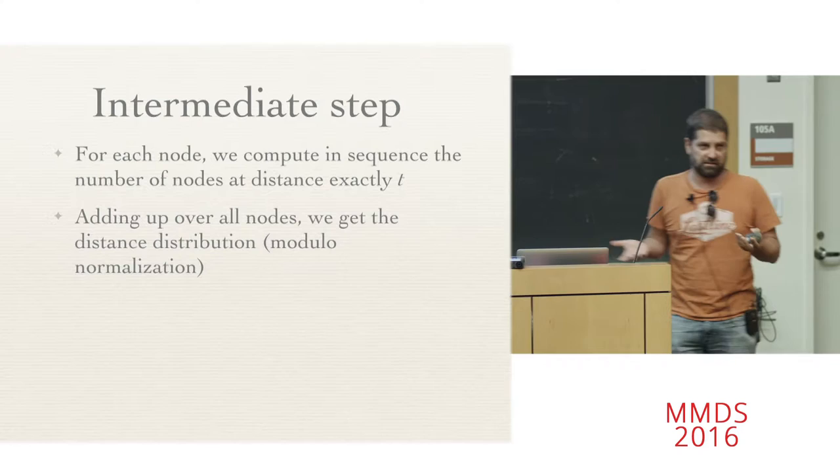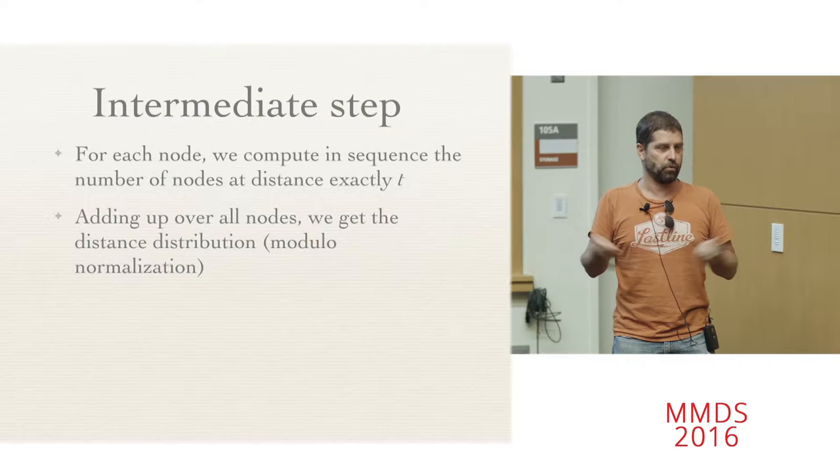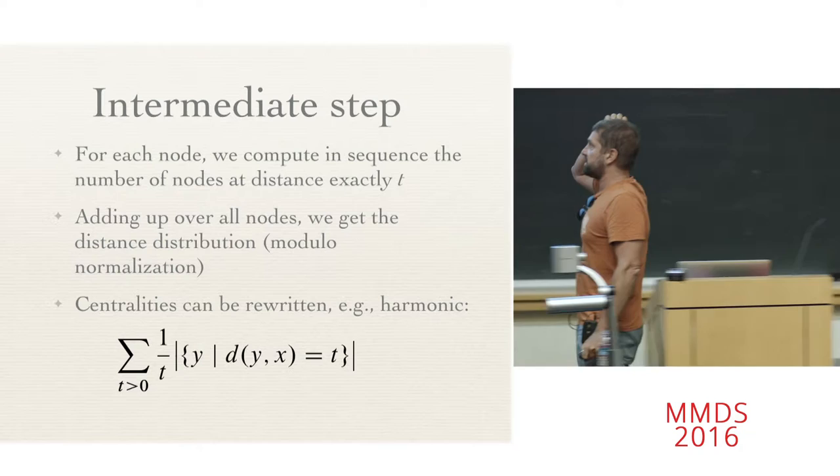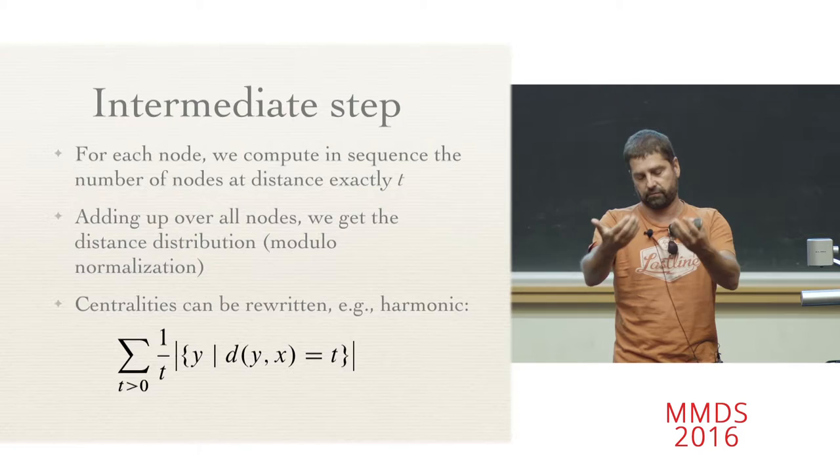And we will do that in an incremental fashion, so in each counter we will have first the number of nodes at distance 1 from each node, distance 2, distance 3, and so on. Why? Well, of course, if you add up over all the nodes, you get exactly the distance distribution, okay? Because if I know for each node how many nodes are at distance t, and I add over all the nodes, I get the number of pairs at distance t, which is what I need to compute the distance distribution. But what is less obvious is that geometric centralities can be easily rewritten to be computed in this way. So harmonic centrality is the summation of 1 over the distance to each node from each node to me.